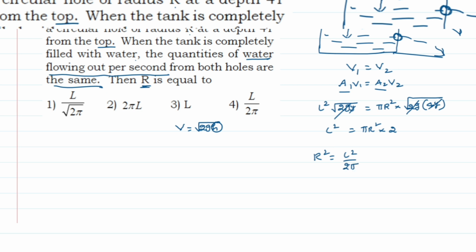Then r equals L by, taking the square root on this side, root 2 pi. So r equals L by root 2 pi. This will be the correct answer.